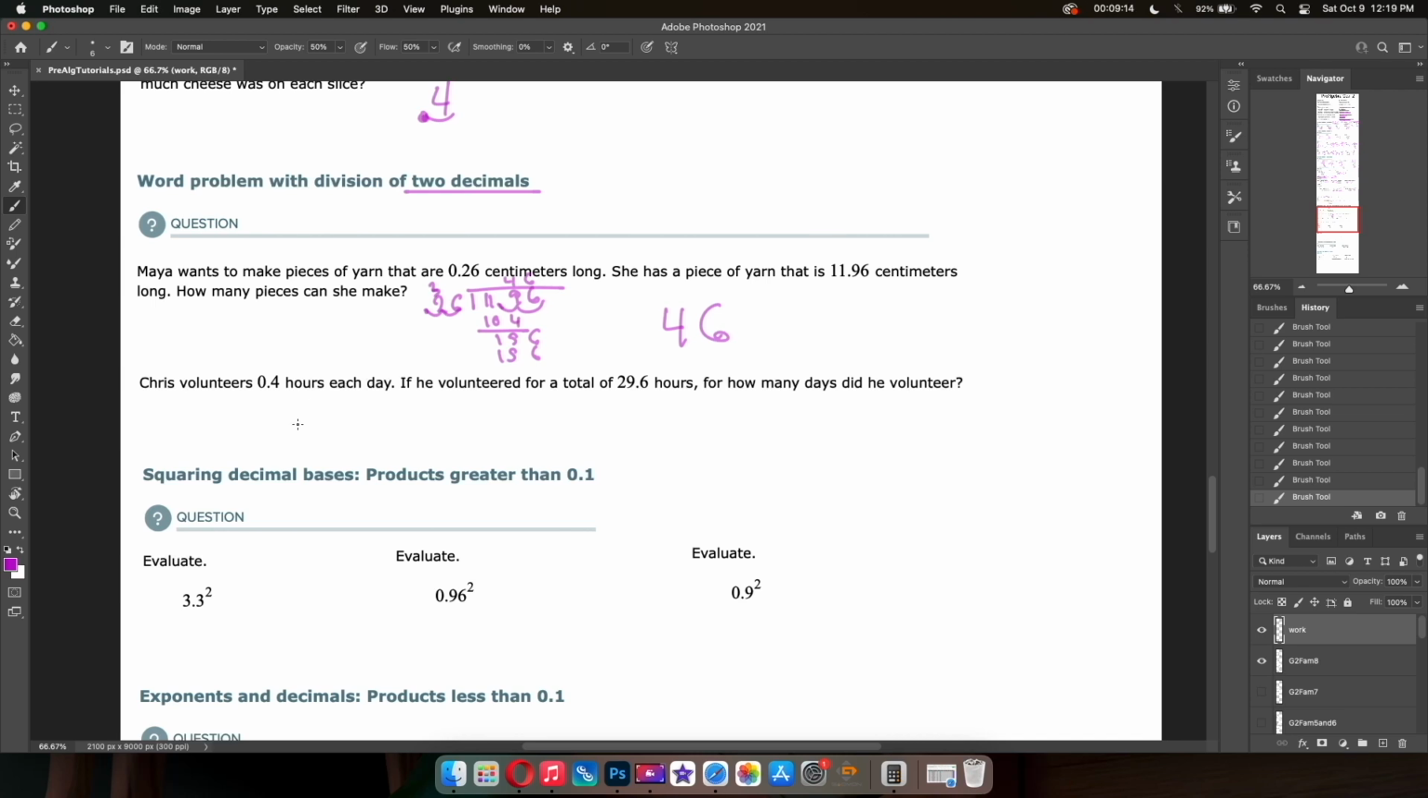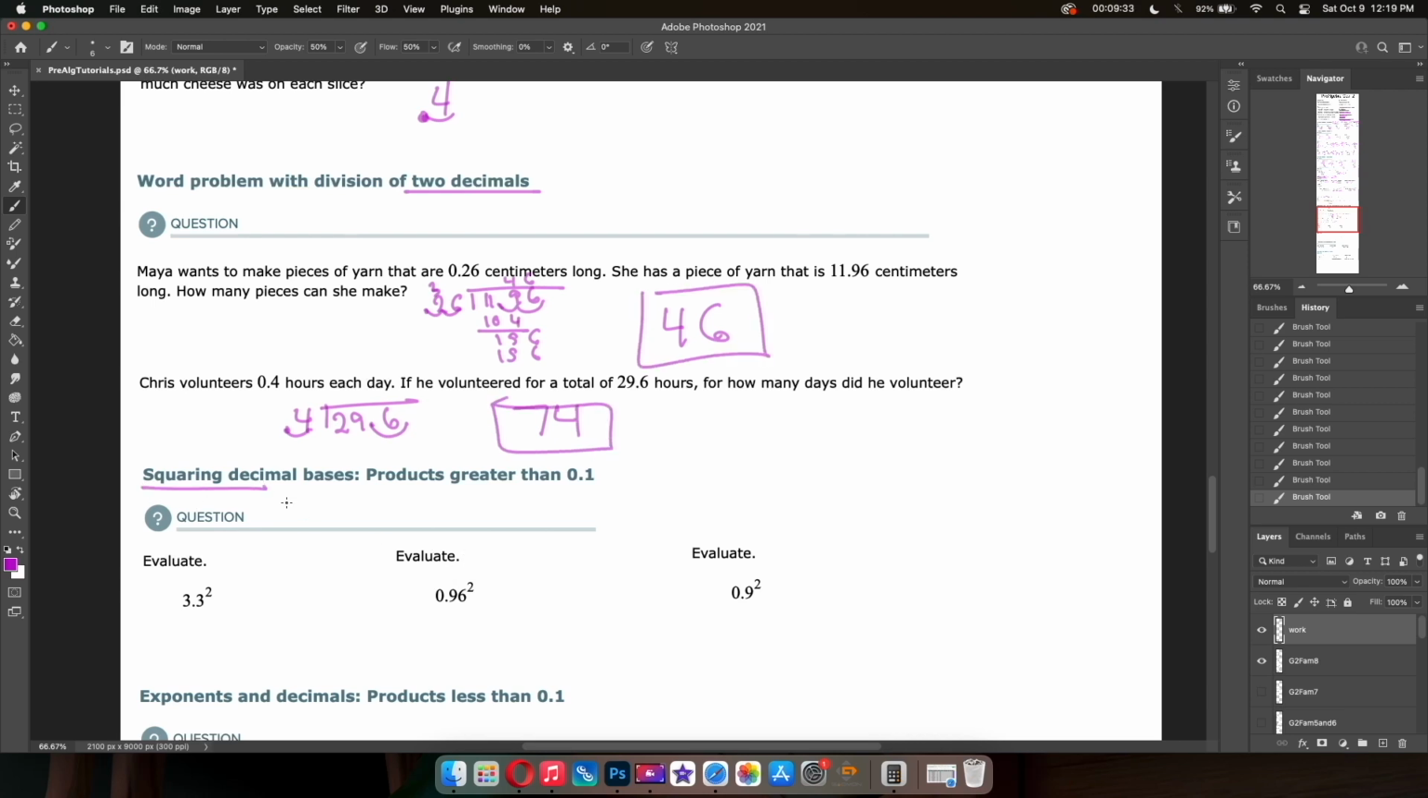We will see. We have 0.4 hours each day, but our total is going to be 29.6. Move it over, move it over. 4 goes into 29 7 times, and then 4 goes into 16 4 times. So 74 is your final answer. So that one's not too bad.